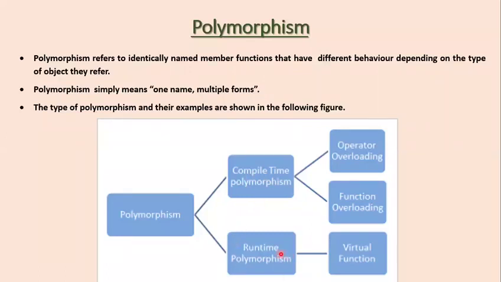Compile time polymorphism means what? If you apply polymorphism at compile time, then it becomes compile time polymorphism. And if you apply the polymorphism at runtime, then it is called runtime polymorphism. Now in compile time polymorphism, operator overloading and function overloading are there, that we are going to learn today. And in runtime polymorphism, the virtual function concept.